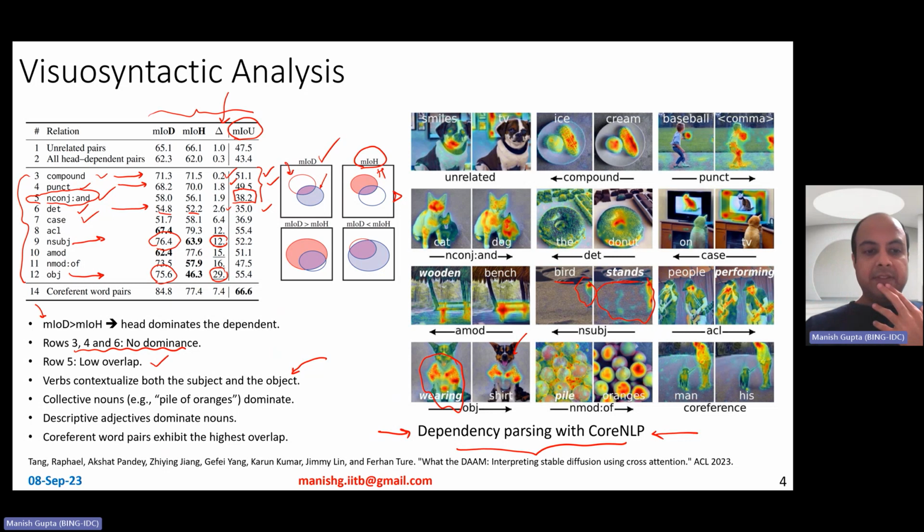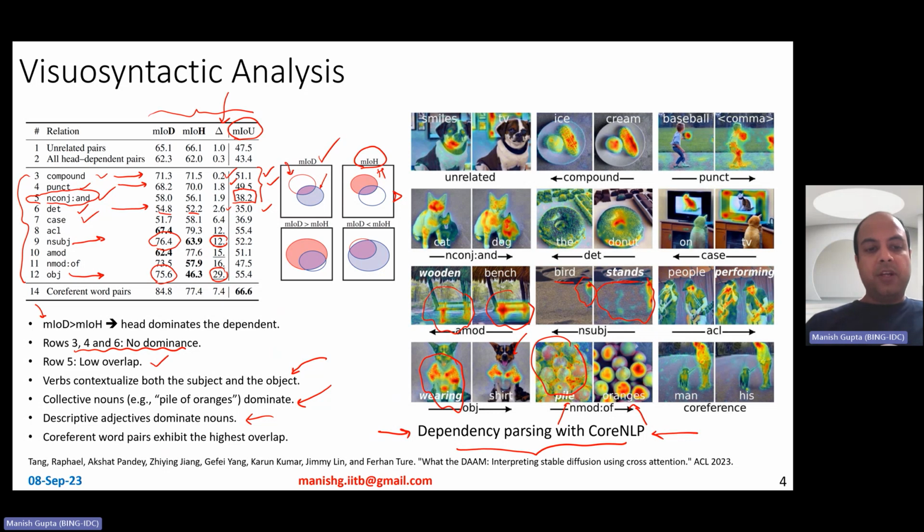In collective nouns, similarly, the domination was observed in the collective noun part. If you look at pile of oranges, you have pile dominating the heat map. Similarly, descriptive adjectives actually dominate the nouns. For example, in this particular case, wooden bench, you see the heat map here is much stronger than the heat map just for the word bench.